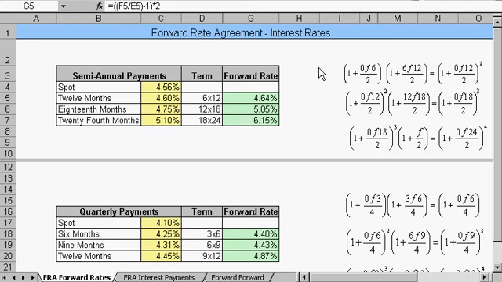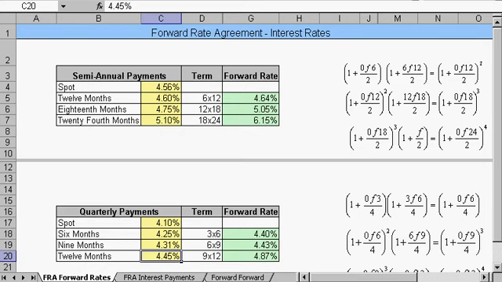In this spreadsheet, we're going to look at forward rate agreements. These are our spot prices, and these are what we call the implied forward rate. Over here, this is for quarterly payments for 12 months, and this is semi-annual payments up to 24 months.